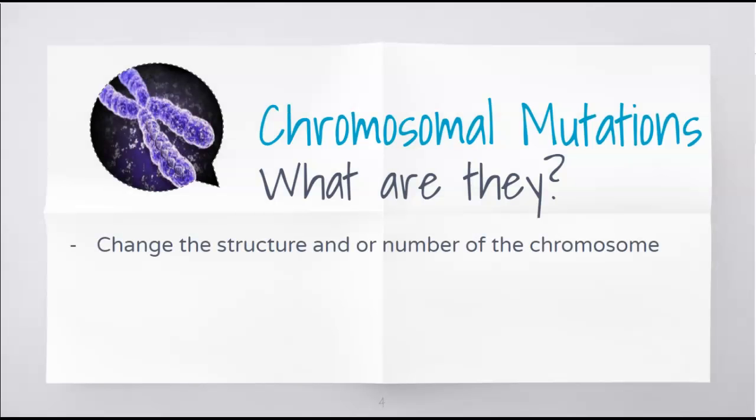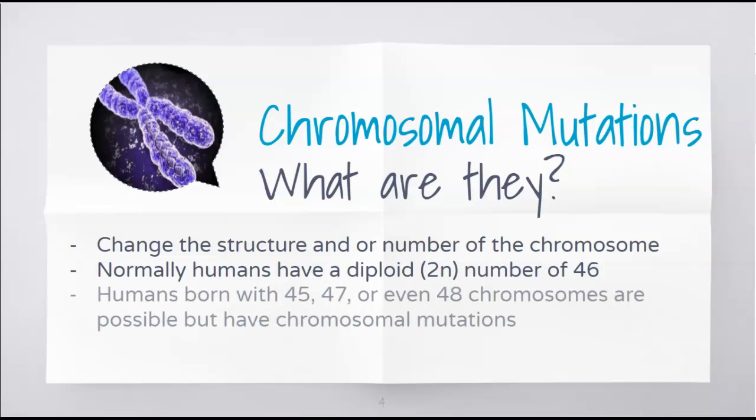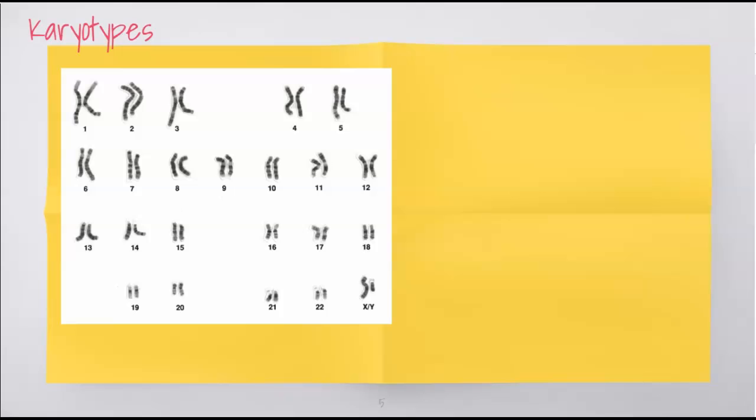So if we're talking about a chromosomal mutation, we want to know what that is. A chromosomal mutation is a change to the structure of the actual chromosome. Us as humans have a diploid number, meaning our full set of chromosomes is 46. Okay, so we call that 2N or diploid being 46. If you are born with 45, 47, sometimes 48 chromosomes, these are what we would call chromosomal mutations because they are not the number that we should have in a diploid set of chromosomes.